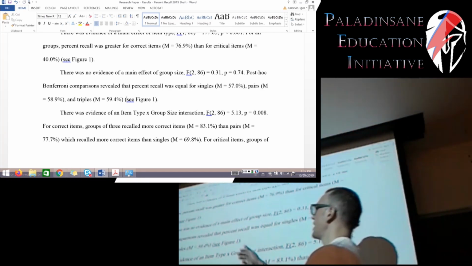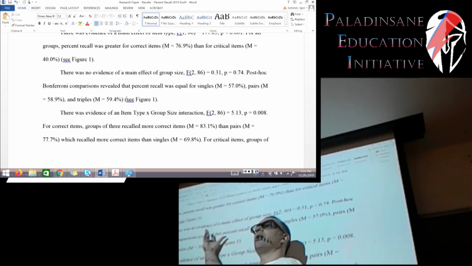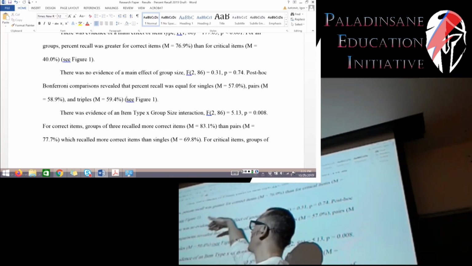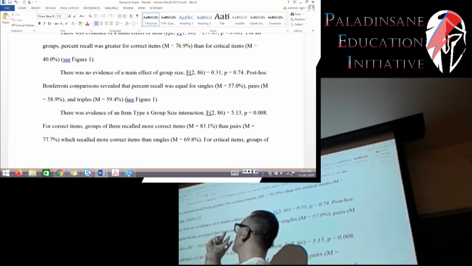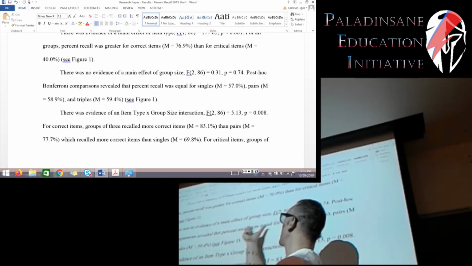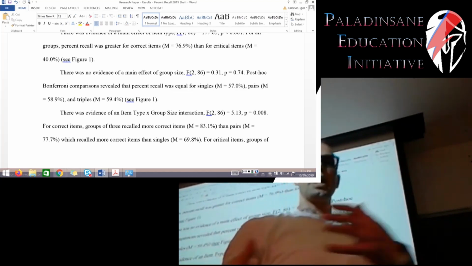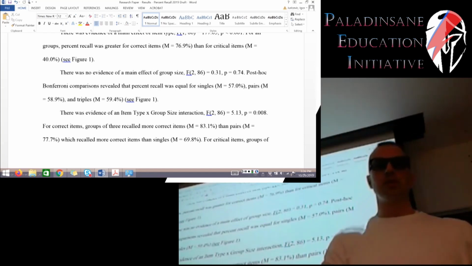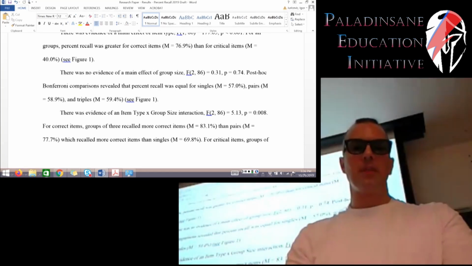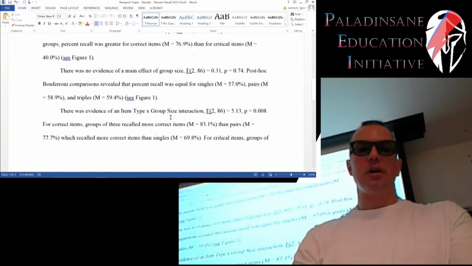Like I said, we were almost there. This is literally saying Bonferroni comparisons revealed nothing. But now it's nice, it's spelled out. And again, we've just taken what was here and used that sort of structure, revealed that percent recall was, instead of greater, equal. So remember, figure it out once and then you can just use that same structure over and over again.